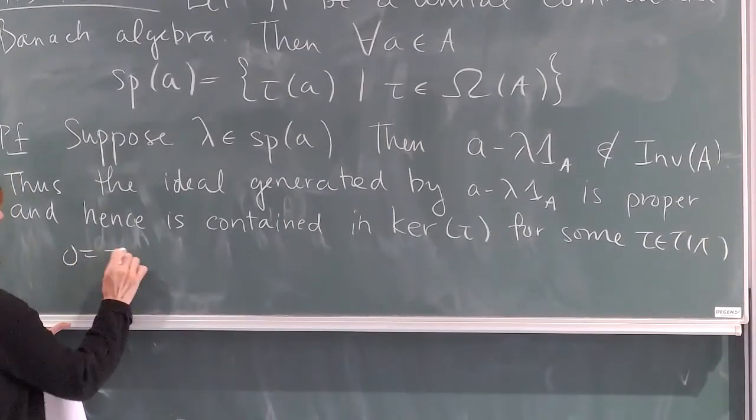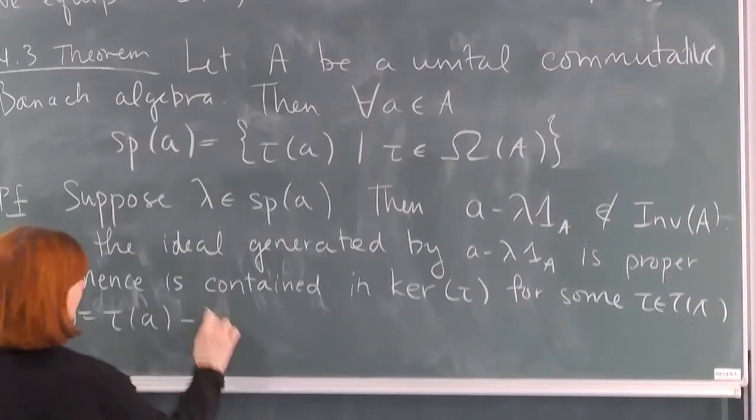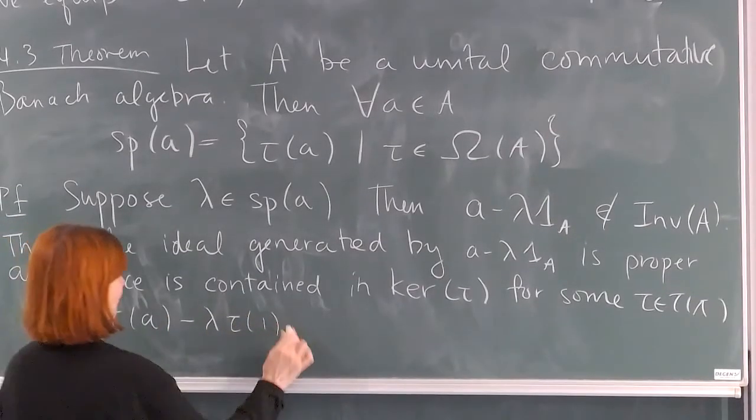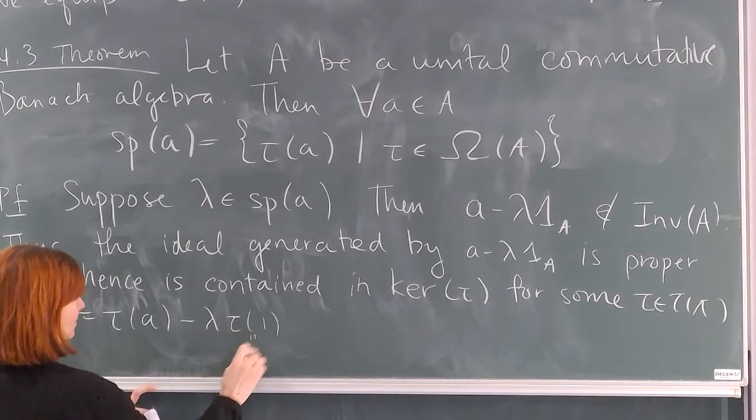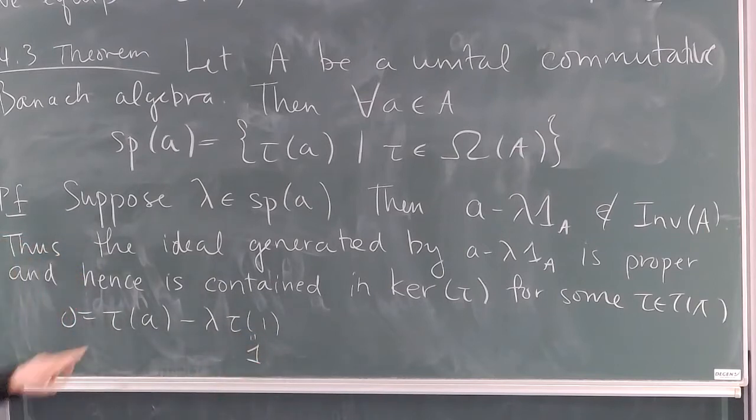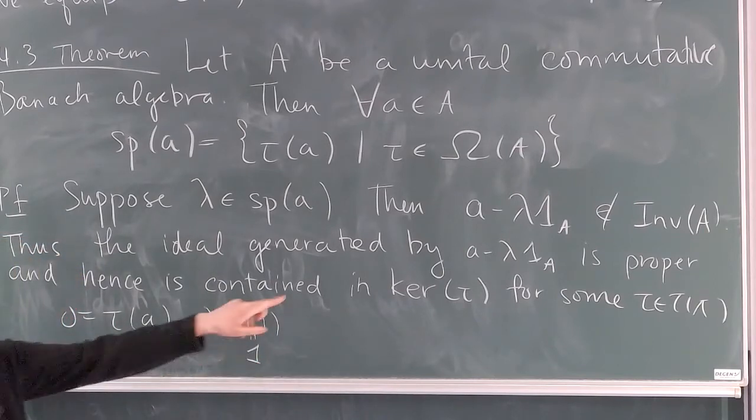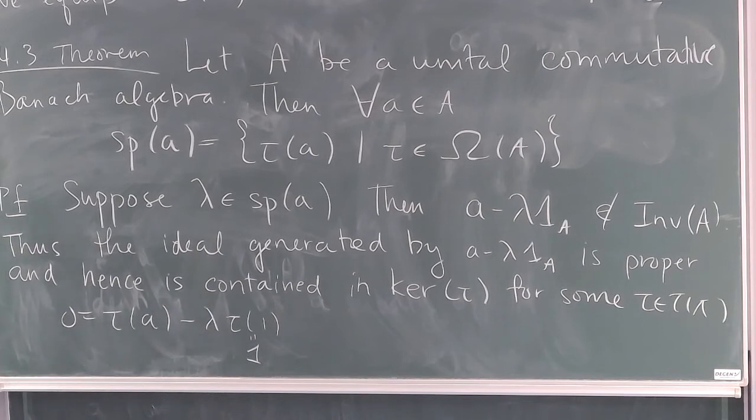So we get that 0 equals tau of A minus lambda 1, and this is, of course, just tau A minus lambda times 1. So we see that indeed lambda is equal to tau A for this character.